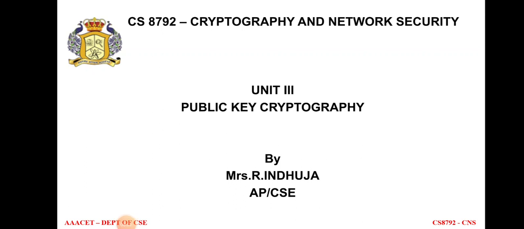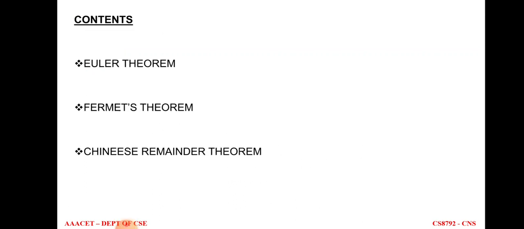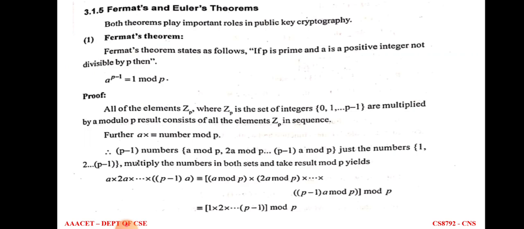In this lecture, we are going to see some important theorems, Euler's theorem and Fermat's theorem. So we will start with Fermat's theorem. Both theorems play a very important role in public key cryptography. Public key cryptography is otherwise called asymmetric key cryptography.